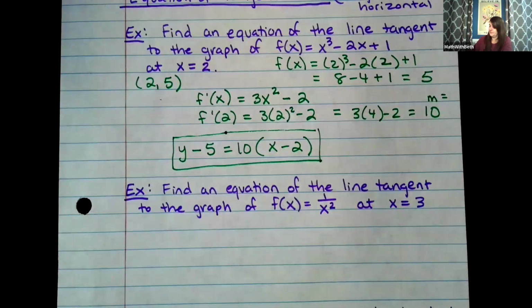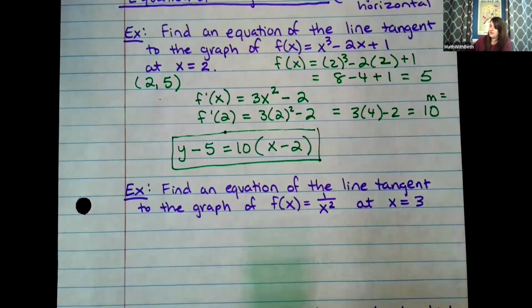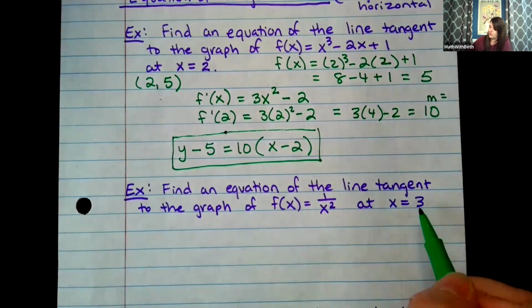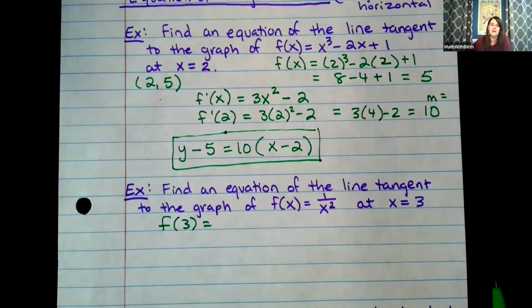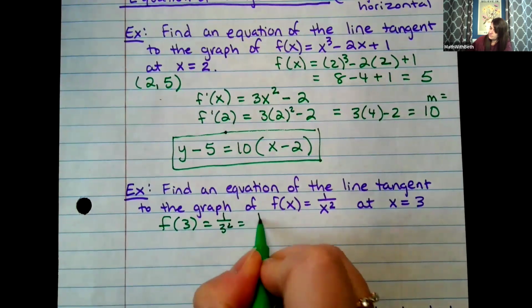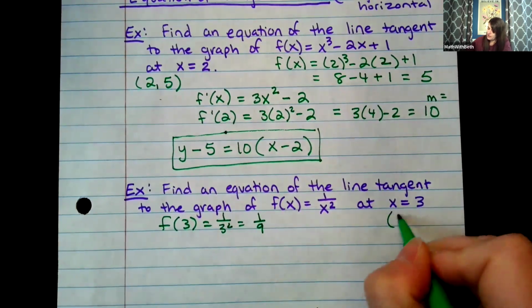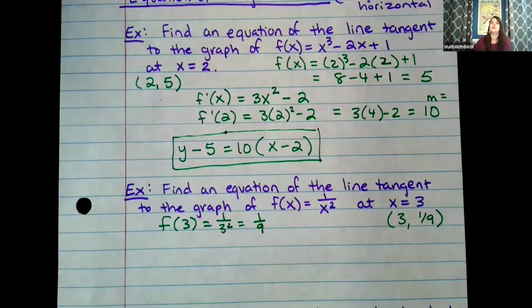Let's try one more. Find an equation of the line tangent to the graph of f of x equals 1 over x squared at x equals 3. So it's the exact same type of problem. So first thing I'm going to do is plug 3 into my equation so that I get the y value. So I know one of my points, and now I need the slope.